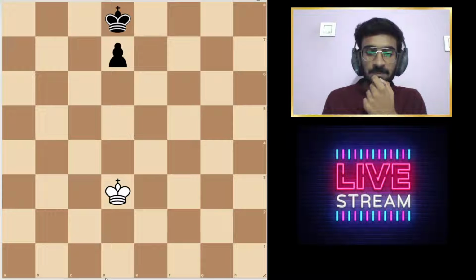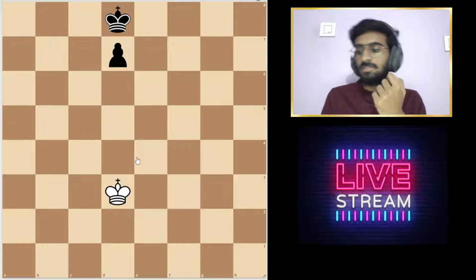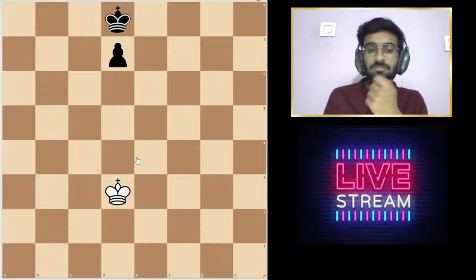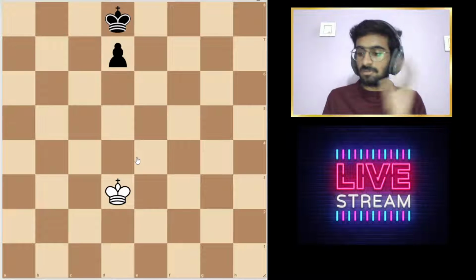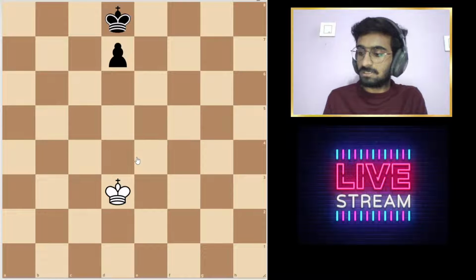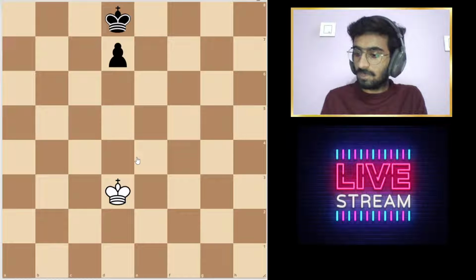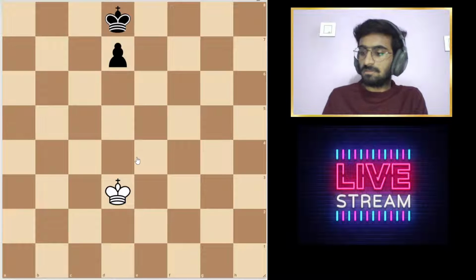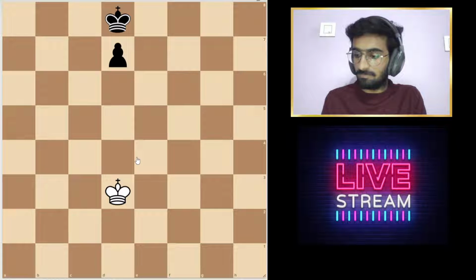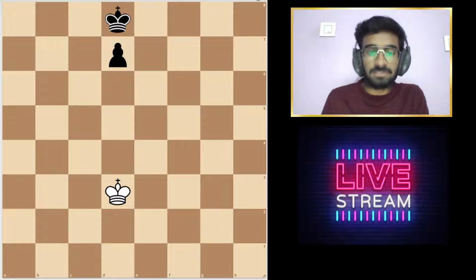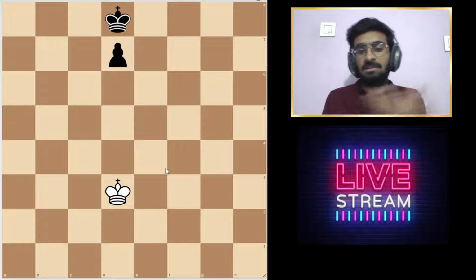Okay, let's see how many of you know this. So in this position, this is white to play and draw the game. Let's see how to draw this game. Let's think about this. What can you play here so that it will be a draw?